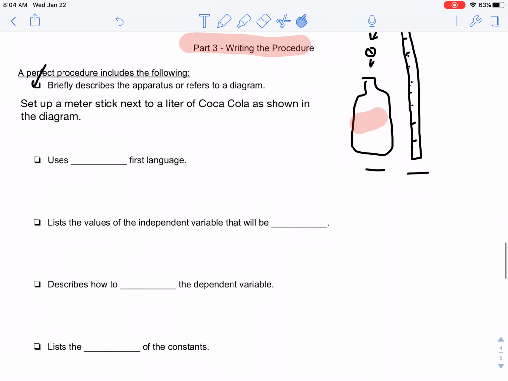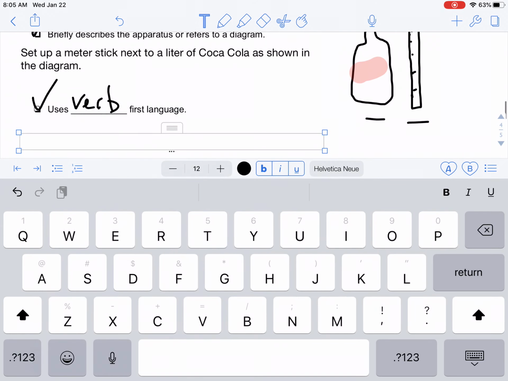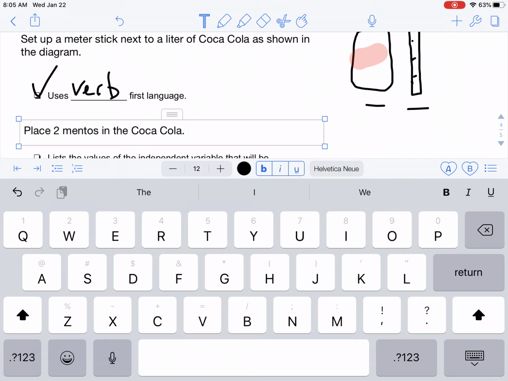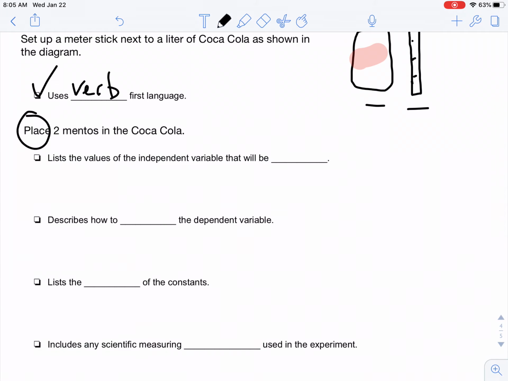The next thing that's important is to use verb first language. So you want to use verb first language. What does that mean? So let me give you an example. If you said something like place 2 Mentos in the Coca-Cola, then you're using verb first language. It's starting off with this verb, place. If you were to say something like, we placed 2 Mentos in the Coca-Cola, that would be wrong.